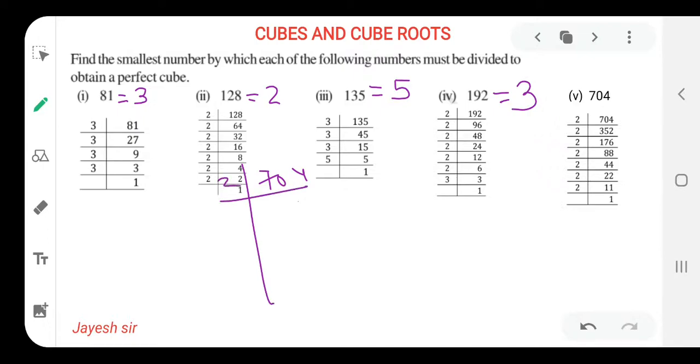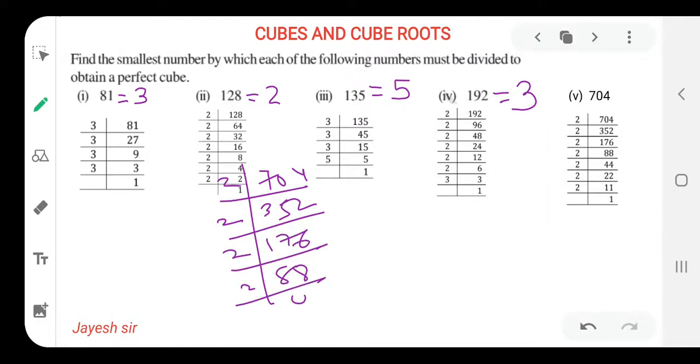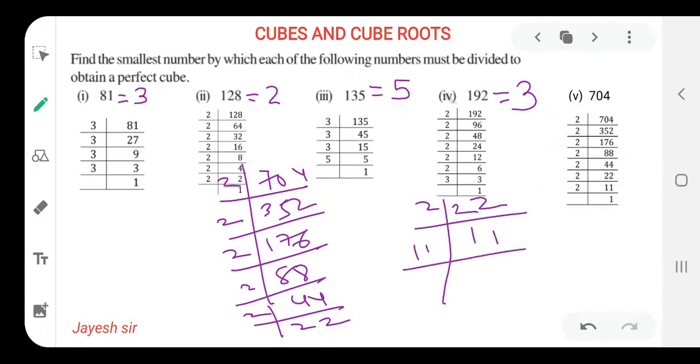Divided by 2, it would be 352. It is correct. By 2, 176. Similarly 88. Similarly by 2, 44. By 2 then 22. So I am writing it over here so that we can get it easily. 22 divided by 2, that means 11. So 11 would be there.